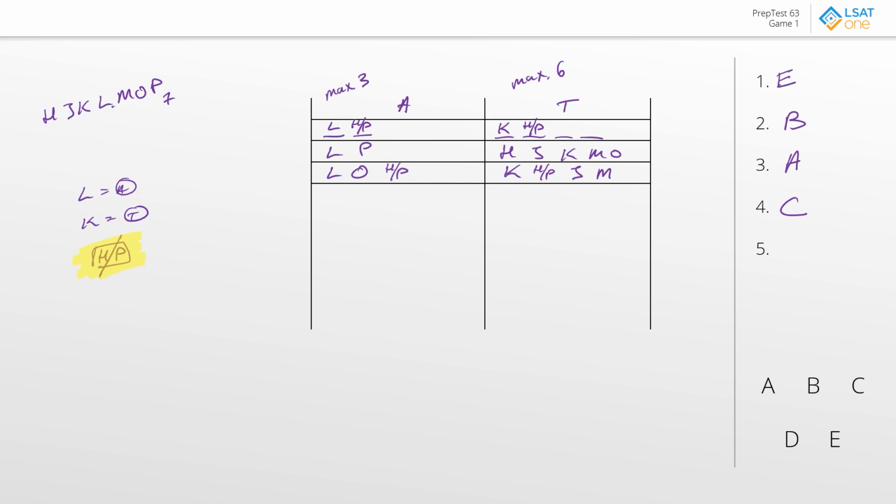Let's take a look. Answer choice A. H and P can never be on appellate together. Now, for the record, that is true. H and P obviously could never go on appellate together because they could never go together at all. But you'll notice that this answer choice isn't good enough because simply telling us that they cannot go on appellate together still allows for them to both go on trial.